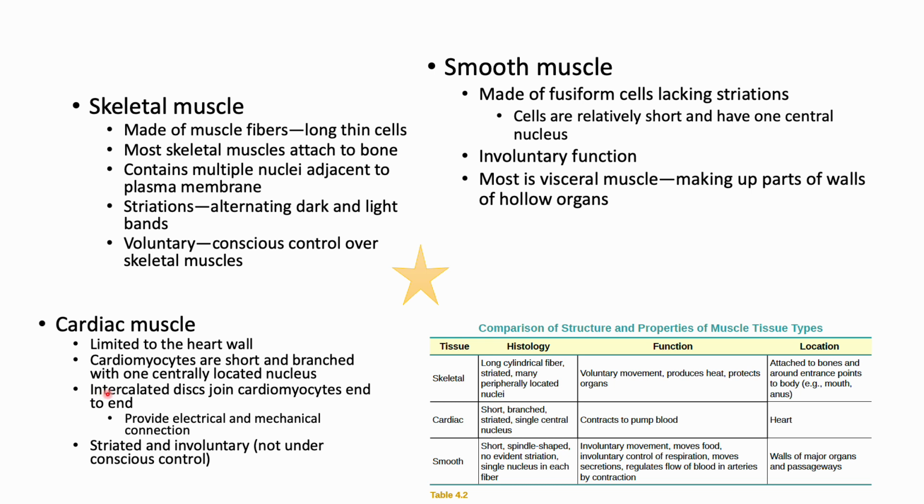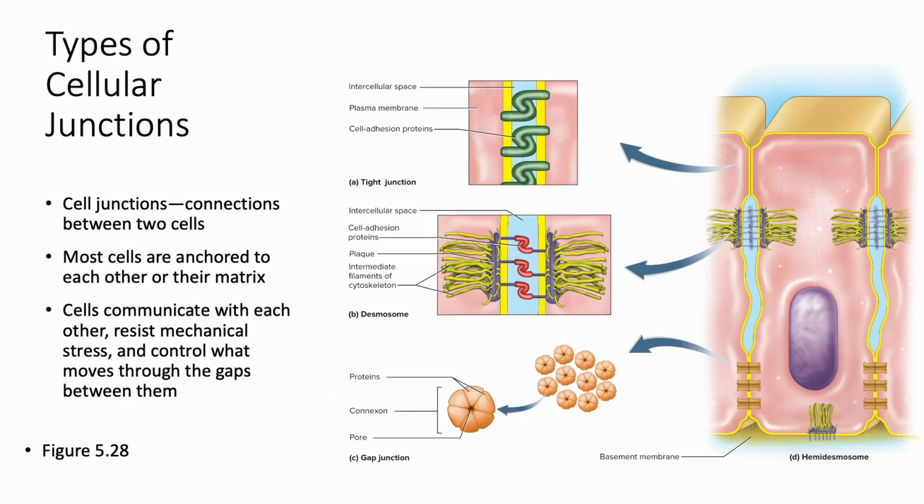cardiomyocytes by intercalated discs. And then we have smooth muscle made up of fusiform cells. So those are spindle-shaped cells that taper off at the ends. Yes, and we find them in the viscera, in the walls of our hollow organs. And here's another table going through the 3 different types of muscle tissue we have.